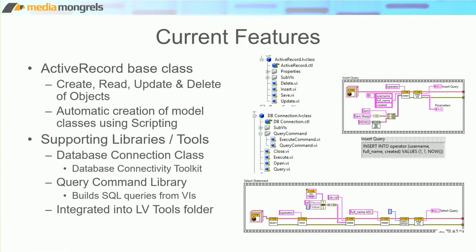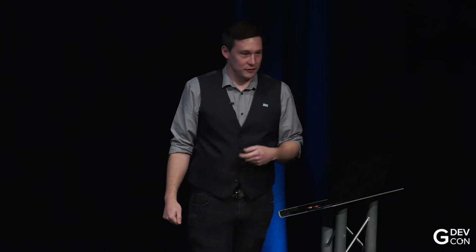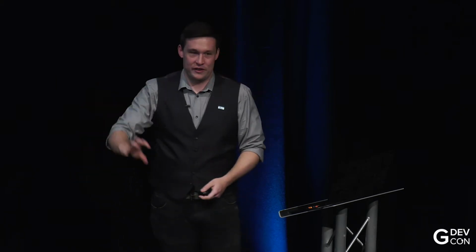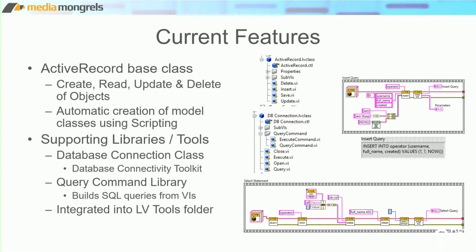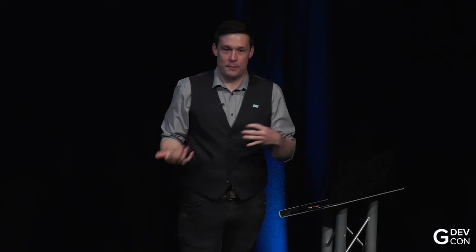Okay, so the current features. I have this ActiveRecord base class, which allows the basic functionality of create, read, update, delete. I've added just this week the scripting of generating those classes automatically, and the integration into the LabVIEW tools menu to tidy it up a bit. And then there are a few supporting libraries and tools involved in this as well. So there's a database connection class which encapsulates being able to talk to different database types, or using a different database toolkit.